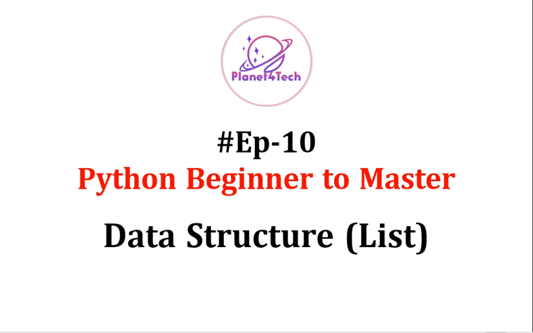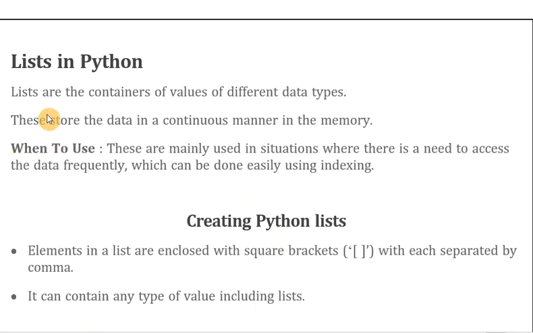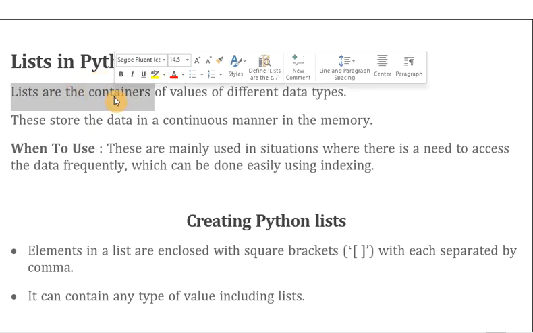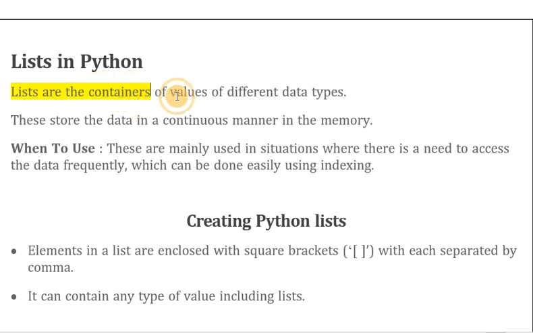Let's start understanding the list. Here we are going to understand what a list is, how to create it, how to manipulate it, how to perform operations on the list, and what the different inbuilt functions provided by Python to manage the list are. So let's start. You can see here, lists are containers. Lists are nothing but containers of values of different data types.